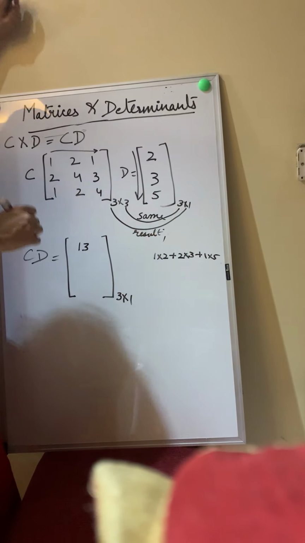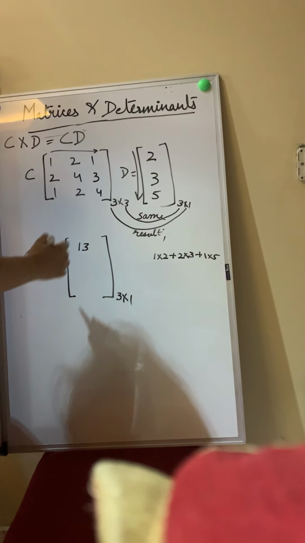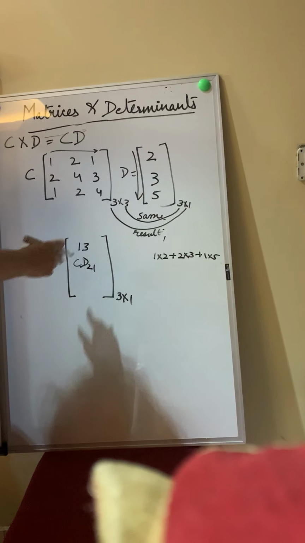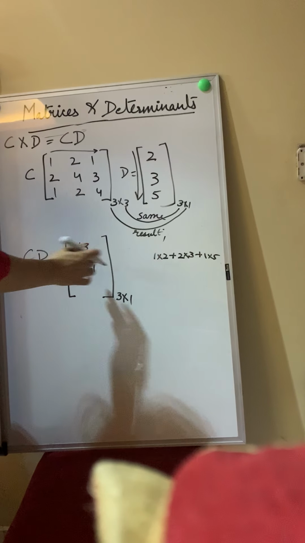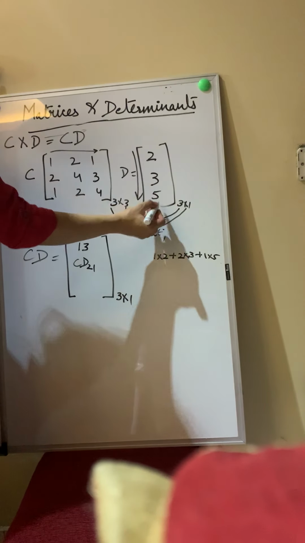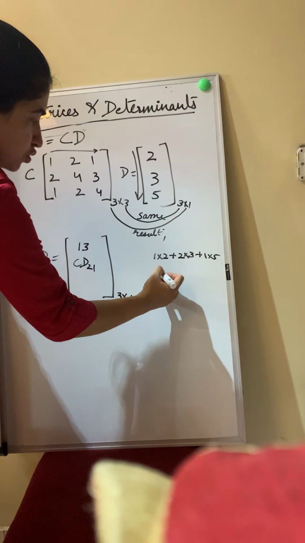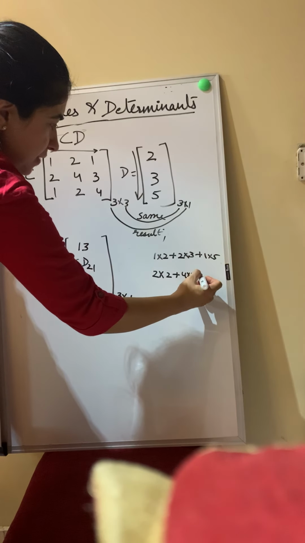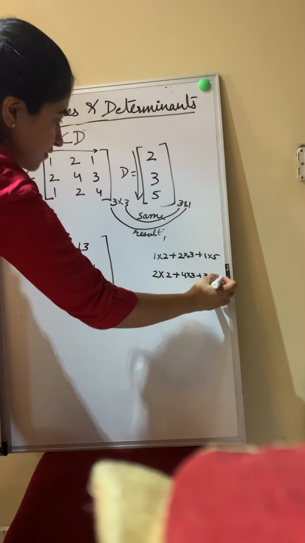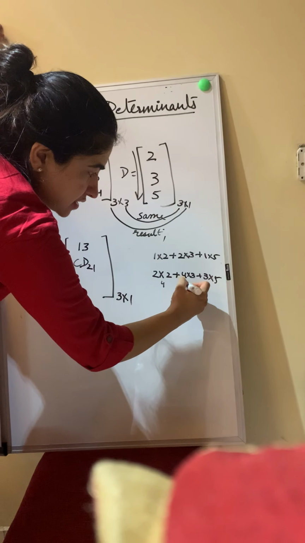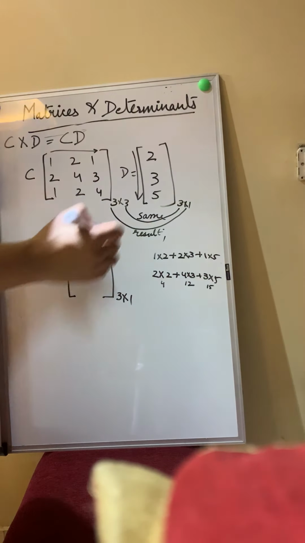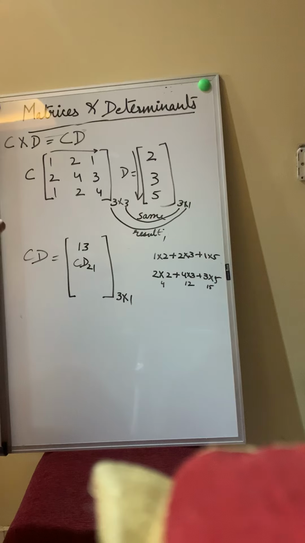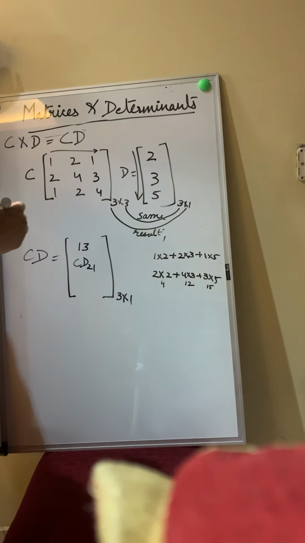Now coming to the second element, it is CD21, second row, first column. So I have to take the second row, and since there is only one column, 2 into 2 plus 4 into 3 plus 3 into 5. So this is 4, this is 12, this is 15. So the result is 36. Sorry, 31.